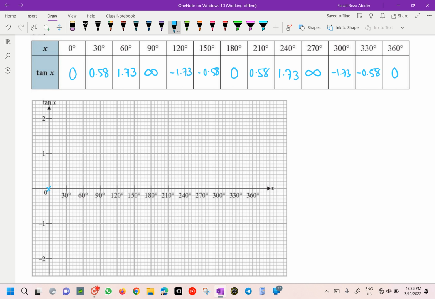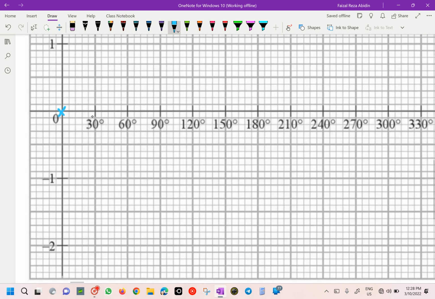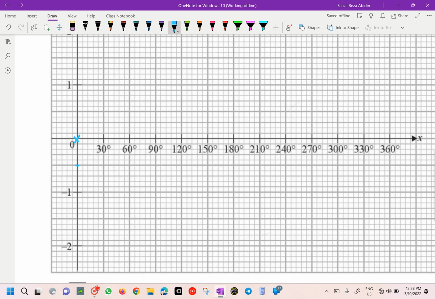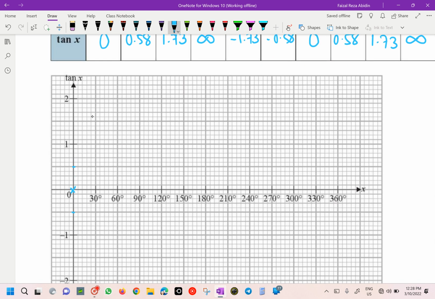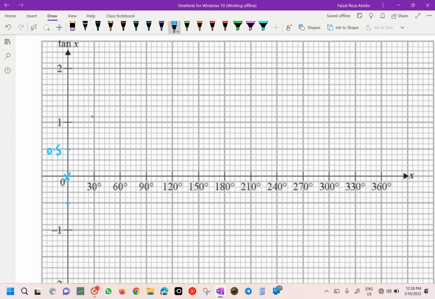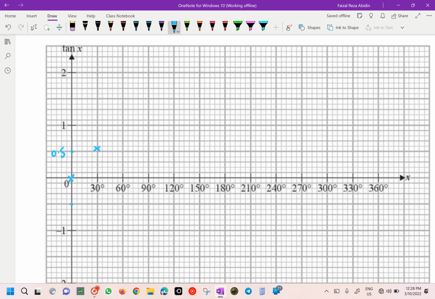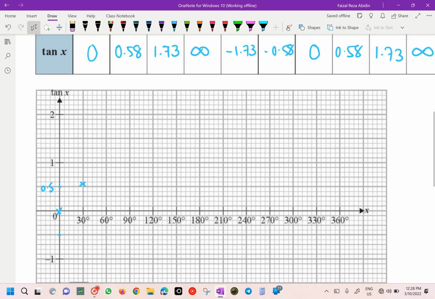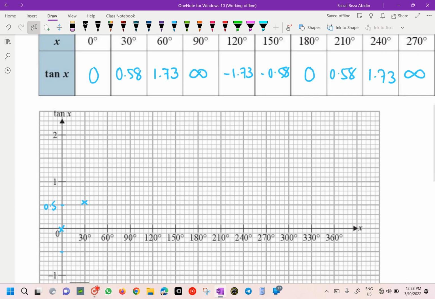30 degrees, 0.58. Okay, so this is 0.5 over here. Oh, sorry, 0.5 up here. 0.5 means that 58 you are going to get in the middle. I just put it in the middle there. 58. 1.73 at 60 degrees. 1.5 is going to be here. 1.5 means that 1.73 is also in the middle there.